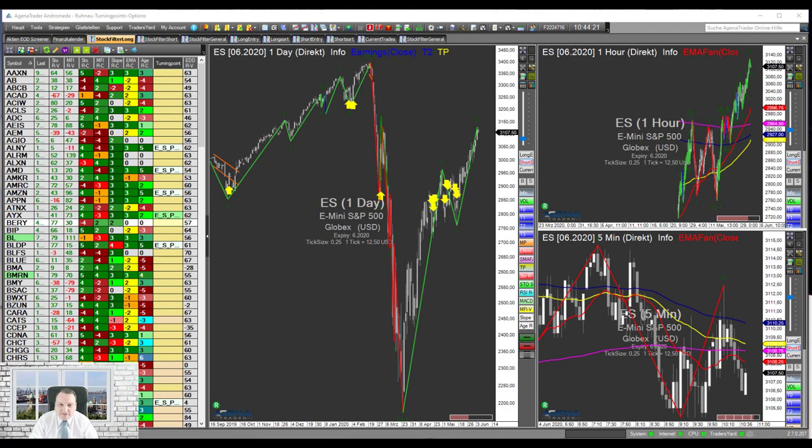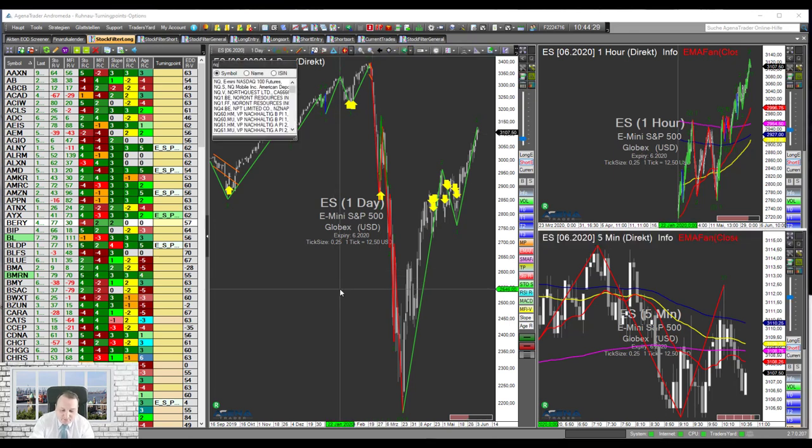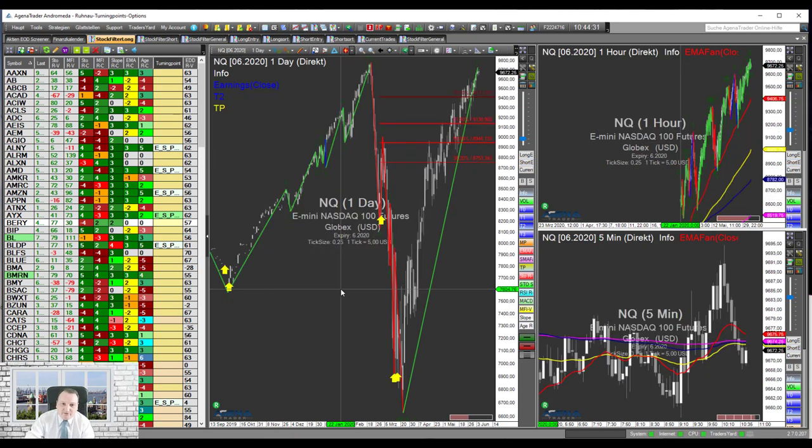In the routine, it is really essential to look at the S&P 500 or the Nasdaq to see what direction the markets are heading. So we're seeing right now that the S&P and the Nasdaq are really in an upward trend after the huge losses. So we can have a look at the long side.